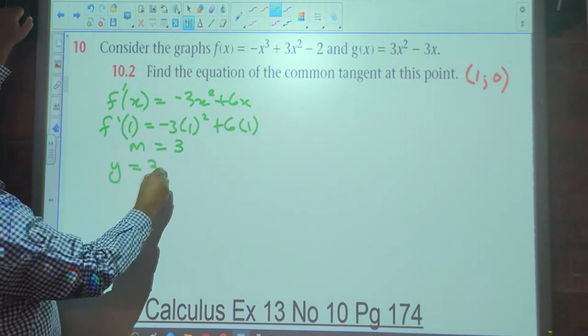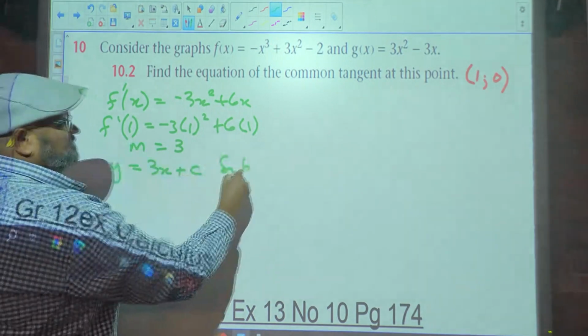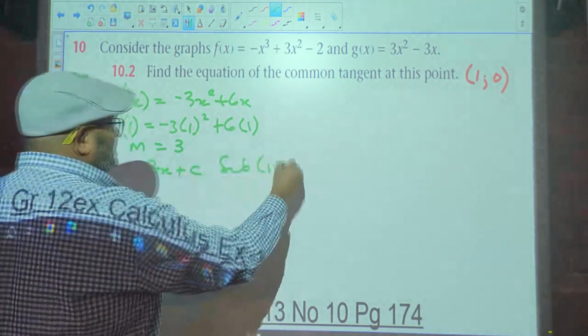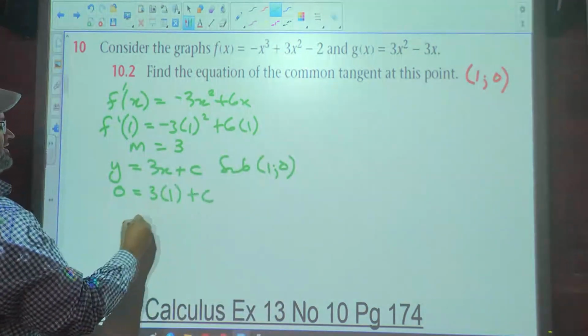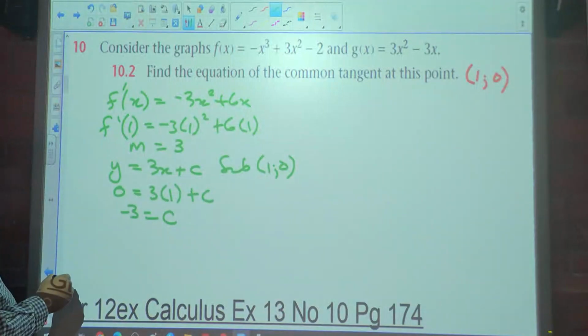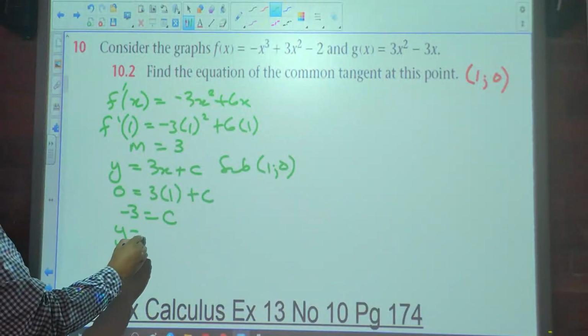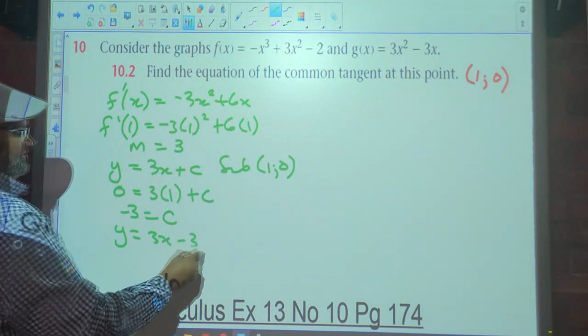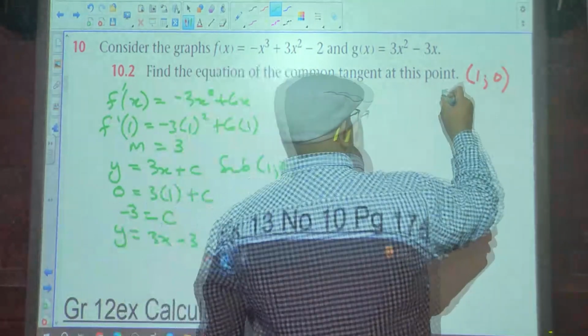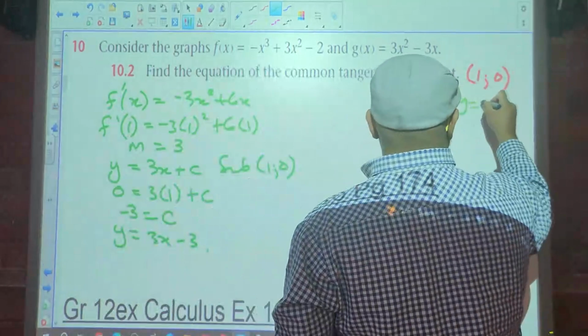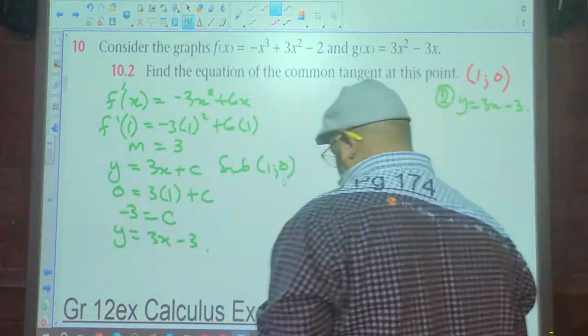So the equation is y is equal to 3x plus c. Of course, we're going to substitute in the point of contact, which is 1 and 0. 0 is equal to 3 times 1 plus c. C, of course, is negative 3. My equation is y is equal to 3x minus 3. Please check if that's correct. Yeah. I'm feeling better. Y is equal to 3x minus 3.